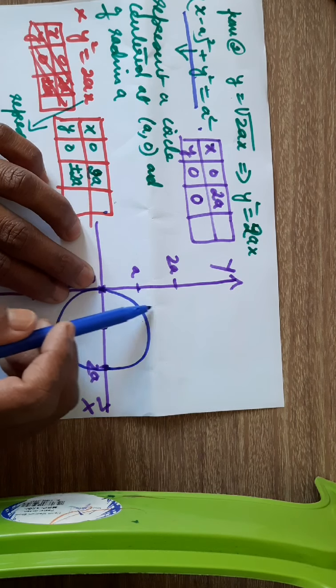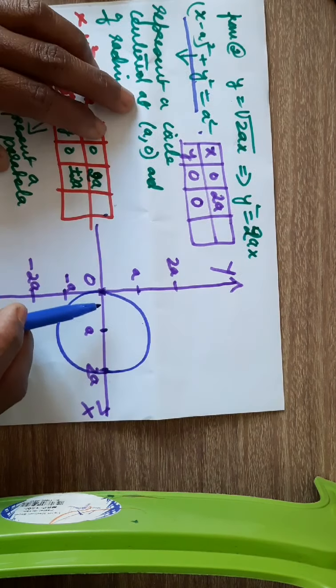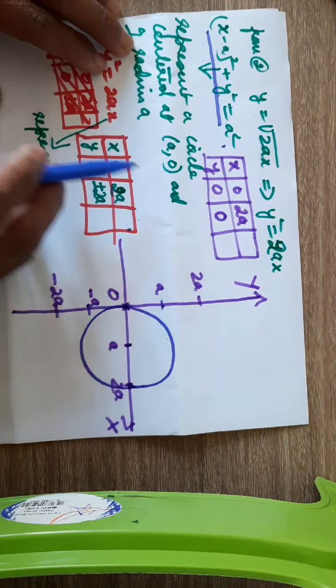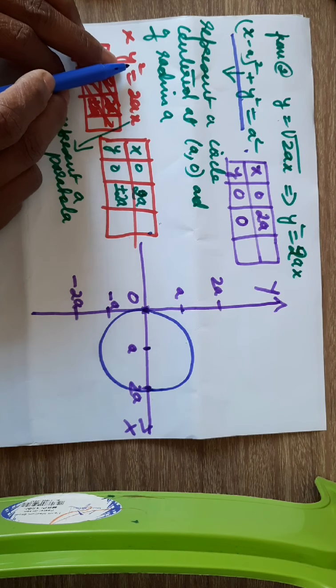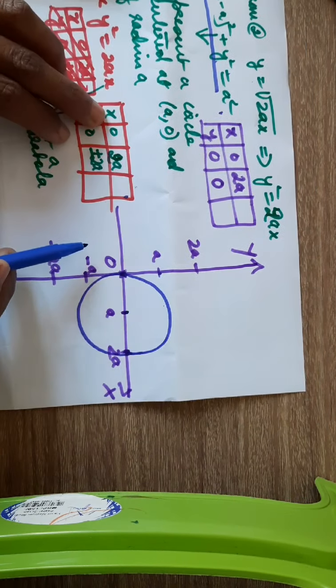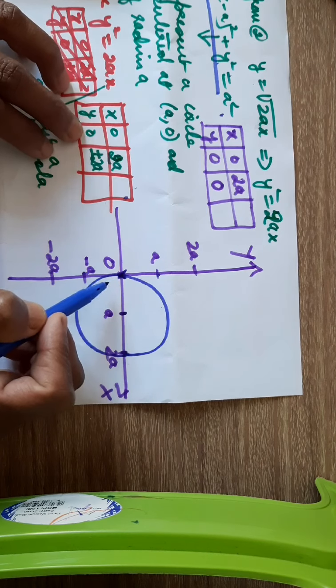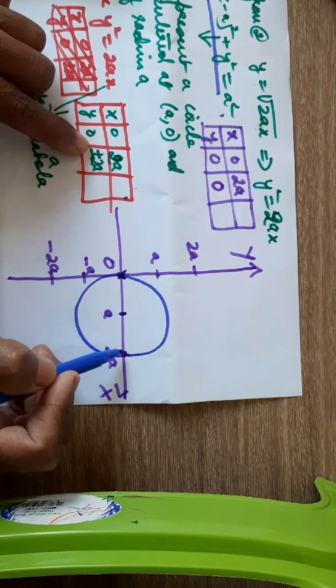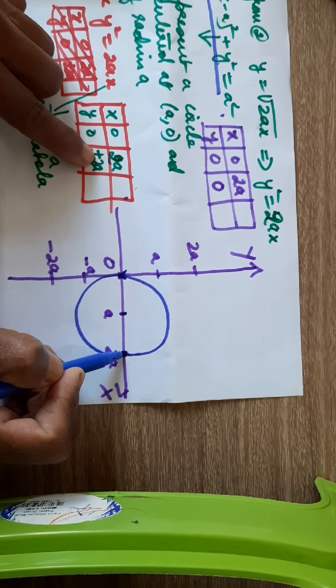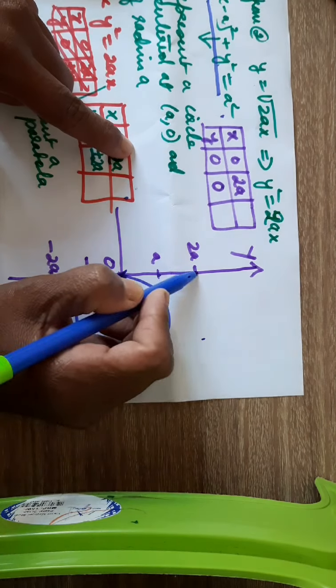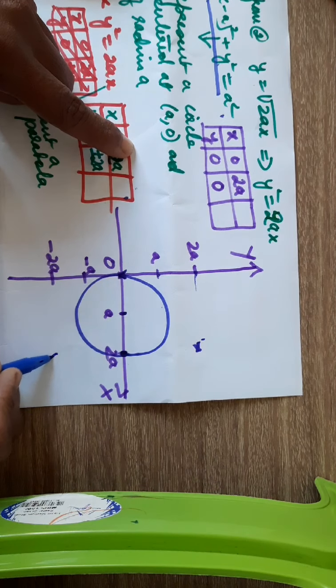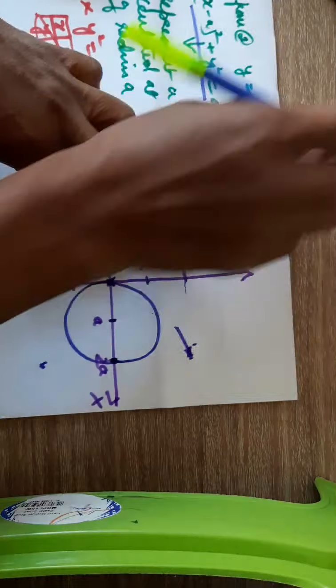So now here, next step, what we need to do is draw the graph of this one. Y square is equal to 2ax. So you can see this one, when x is equal to 0, y is equal to 0. When x is equal to 2a, y is equal to either plus or minus 2a. So it will be here and this one. So you'll see that.